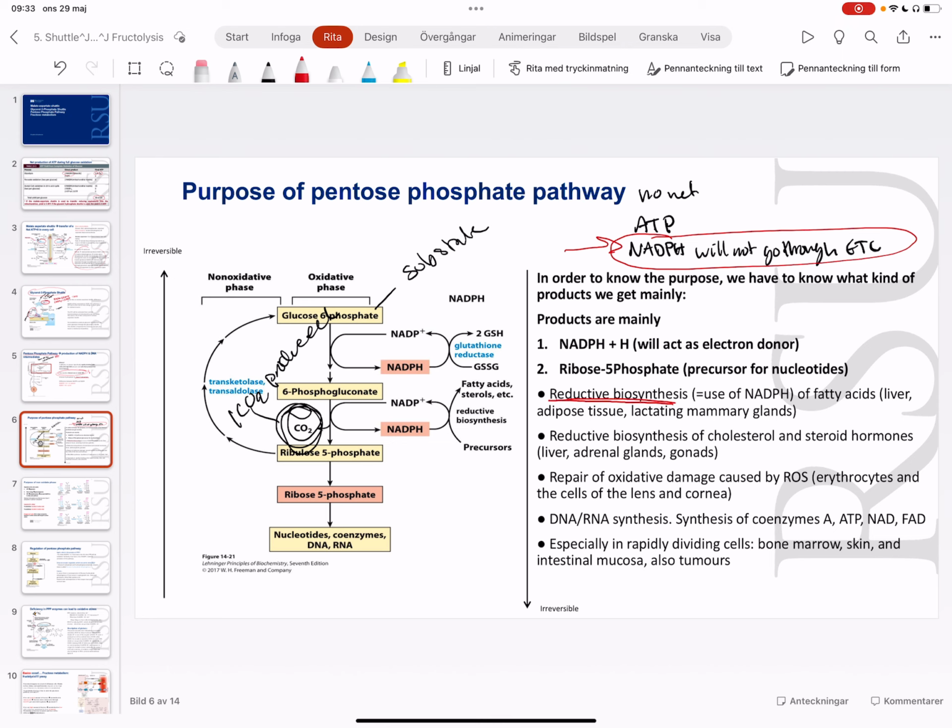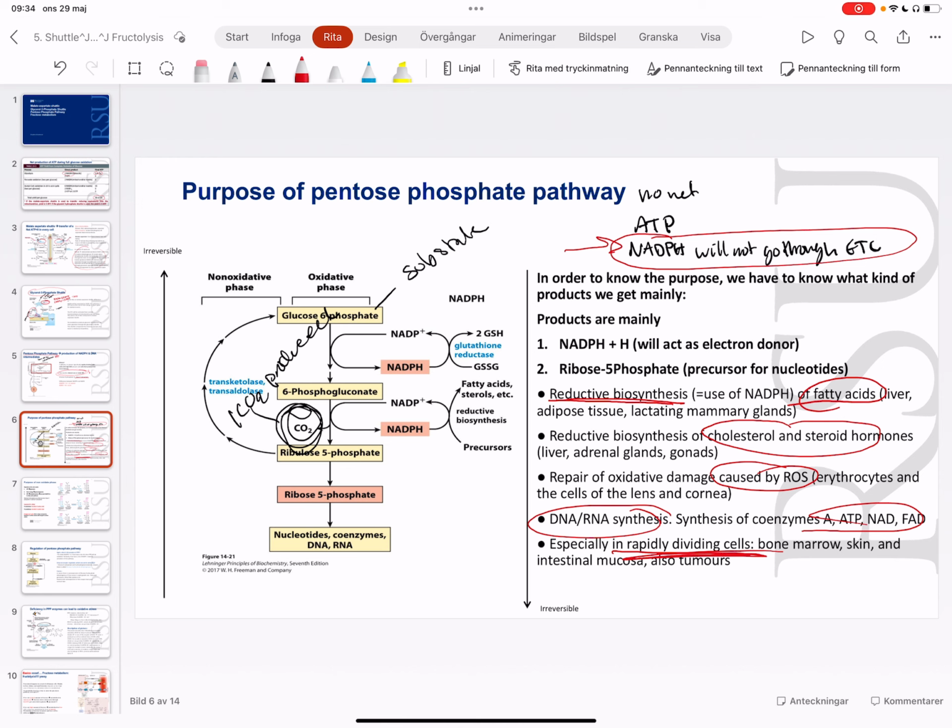Okay, so reductive biosynthesis means use of NADPH, and we will use this in fatty acid synthesis and synthesis of cholesterol and steroid hormones, and also for repairing oxidative damage that is caused by the reactive oxygen species. Also DNA and RNA synthesis and synthesis of ATP, NAD, and FAD. And this pathway, as I said earlier, happens in rapidly dividing cells. So for example, bone marrow, skin, intestinal mucosa, and also tumors. We have to remember this also.